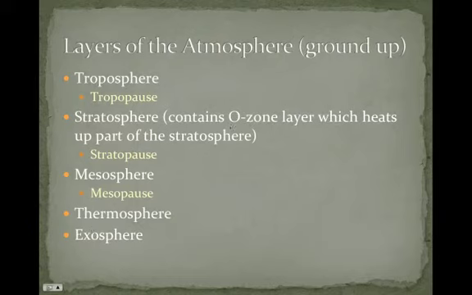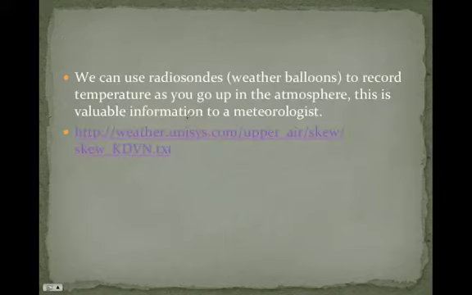Now, the stratosphere also contains the ozone layer, which plays a very vital role to life on Earth, and it heats up part of the stratosphere, the upper part. So the ground is at the bottom of the troposphere, and the ozone layer is at the top of the stratosphere. Now we can use radiosondes, which is just a fancy word for weather balloon, to record temperature as you go up in the atmosphere. This allows us then to figure out how high the different layers are. It also allows us then to tell how stable or unstable the air masses are, which can really help us in predicting the weather.